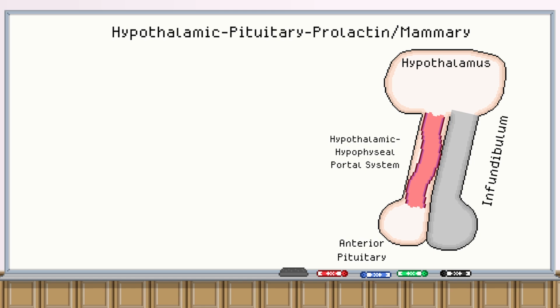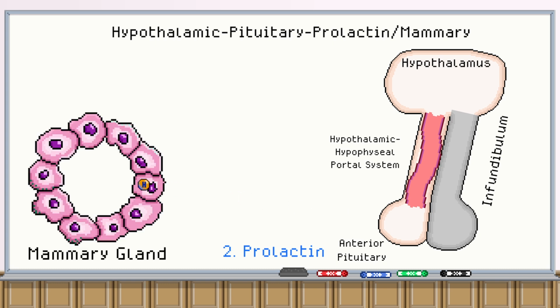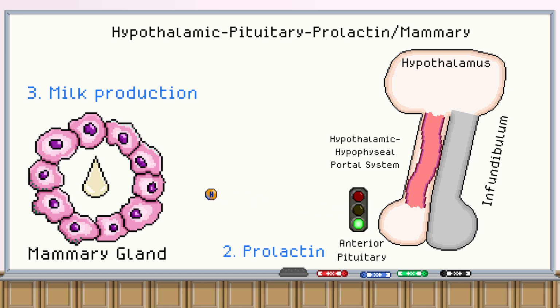This works differently than the previous axes we've discussed. Prolactin is a hormone that travels to the mammary glands where it triggers milk production. What's different about prolactin is that the anterior pituitary is sort of set by default to automatically secrete this hormone. This is actually because the secretion of prolactin is triggered by thyrotropin-releasing hormone. But we only need prolactin in very specific circumstances, such as breastfeeding. We don't want milk to just be produced all the time.